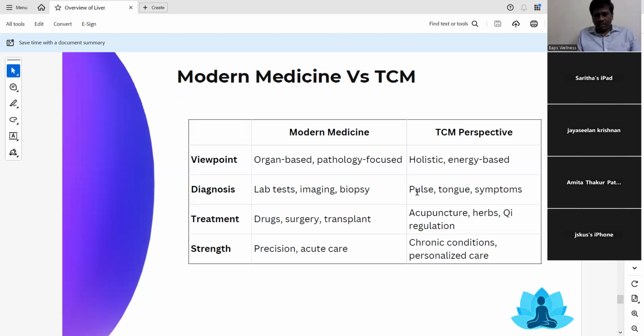With regard to strengths, generally acute conditions are better with modern medicine. For chronic conditions, TCM has superiority. We have treated so many cirrhosis cases and successfully reversed them, where the patients were told to go for liver transplantation.